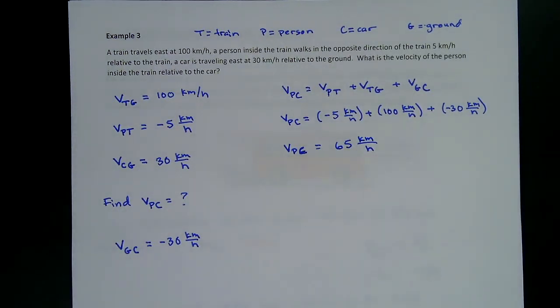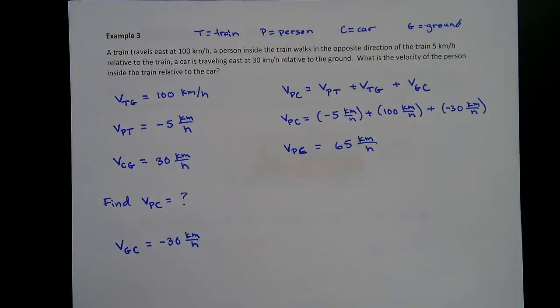So that means the person relative to somebody in the car, let's say you're in the car, that person on the train looks like they're traveling 65 kilometers per hour to the east. Okay, that's what this is telling us. So that's like you sitting in the car looking at the person in the train. They look like they're moving 65 kilometers per hour to the east. Okay, and that's how you do it.